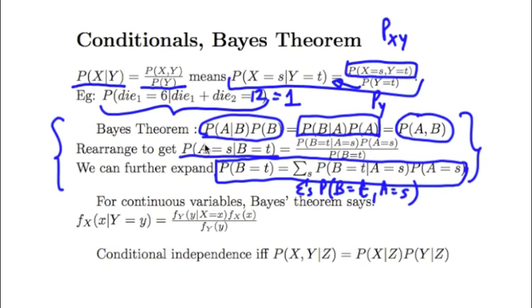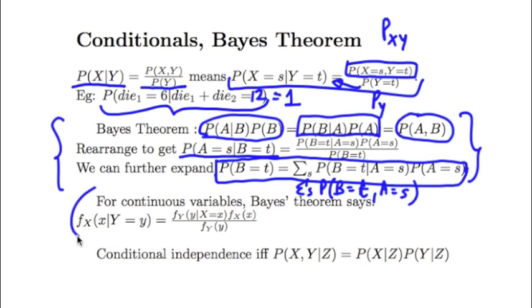But basically, Bayes' theorem is a way of getting the probability of A is equal to S given B is equal to T from the reverse probability, that is the probability that B is equal to T given A is equal to S, and the marginals of A is equal to S and B equal to T.